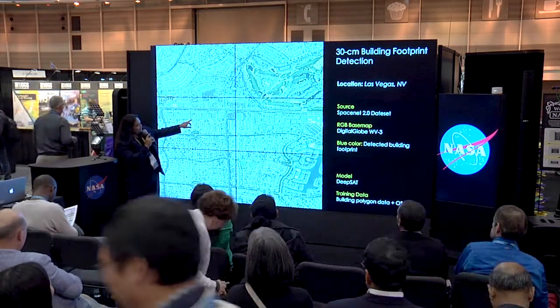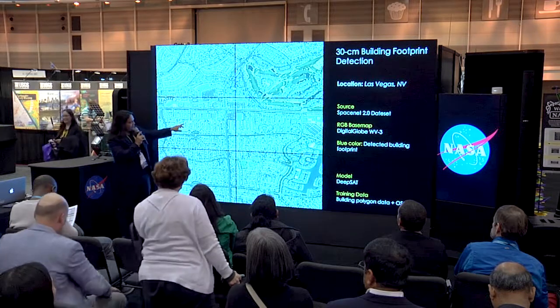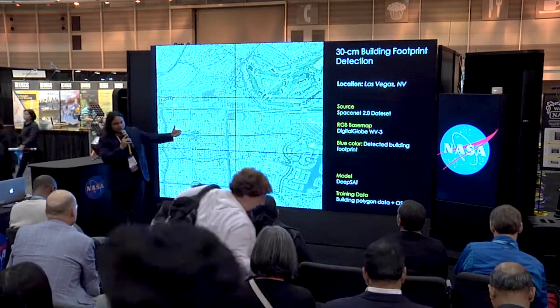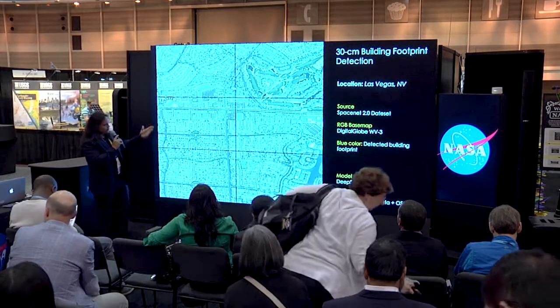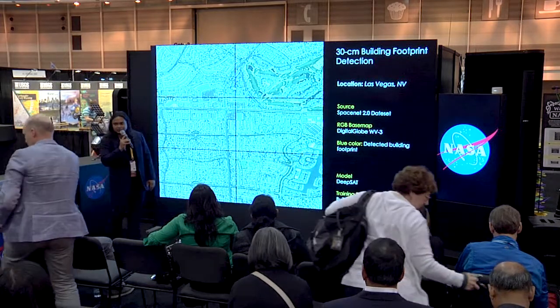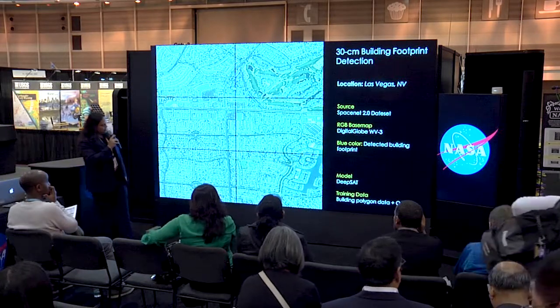So what the blue rectangle shows you is the segmented map, and the base layer is an RGB from a DigitalGlobe imagery. We were doing this over an open source data set from SpaceNet, and that actually gives you a high resolution data set.